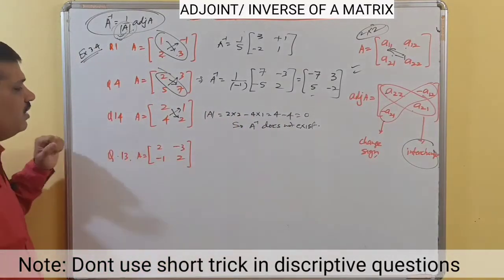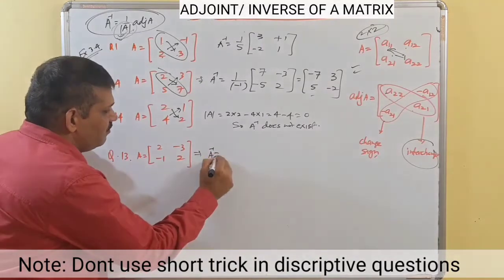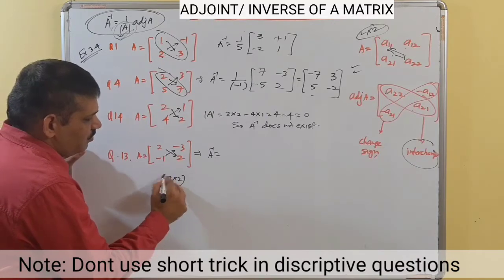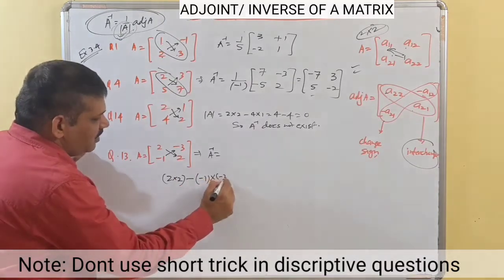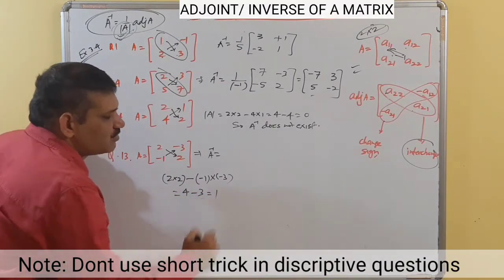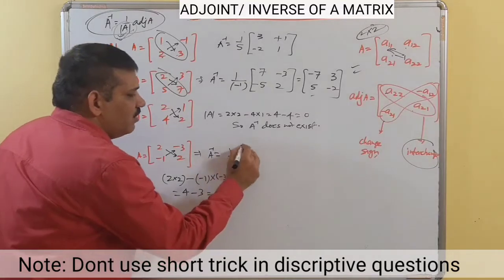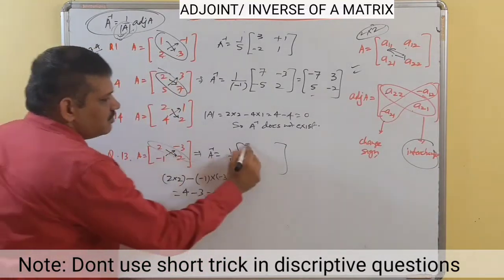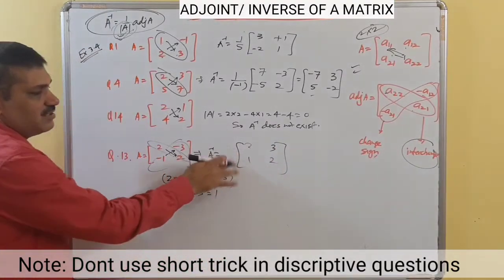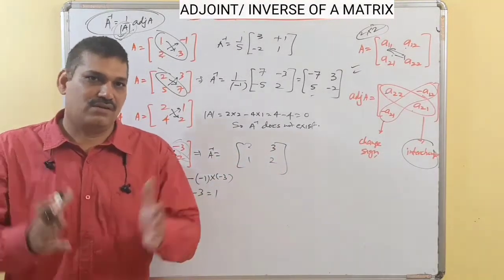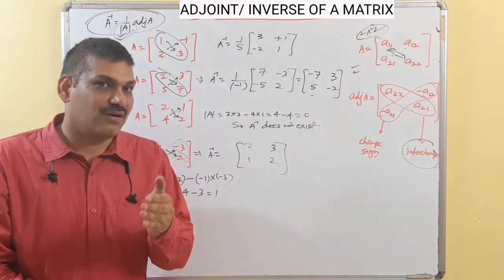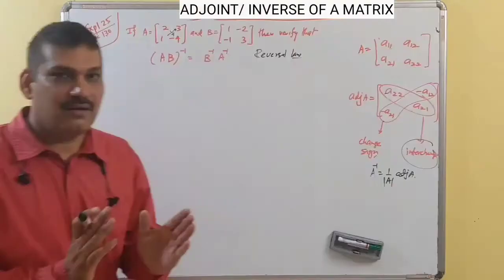Well, here in this one, simply for A inverse, you can see 2 into 2 minus 1 into minus 3, that is 4 minus of minus 3. Actually 4 minus 3 is 1. So 1 upon 1 times, we just have to interchange these. So 2, 2, and we have to change the sign of 1, 3, and we have to divide by 1, but there is nothing to do. This is the inverse of this matrix. That's how quickly we can find the inverse of a 2 by 2 matrix.